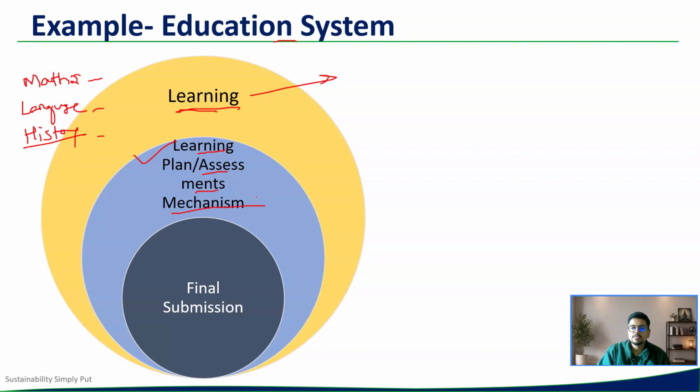The assessment mechanism shows whether we have learned enough to implement this learning in our day-to-day life. That's why assessment mechanisms are there. And the final thing: in the learning process itself, there is a final examination, or in colleges, a final submission, and that's what grades one learner from another, or how we know that we are improving. Let's say for a child from the 5th standard to the 8th standard, if the percentages are improving, then we will know that the child is studying more.